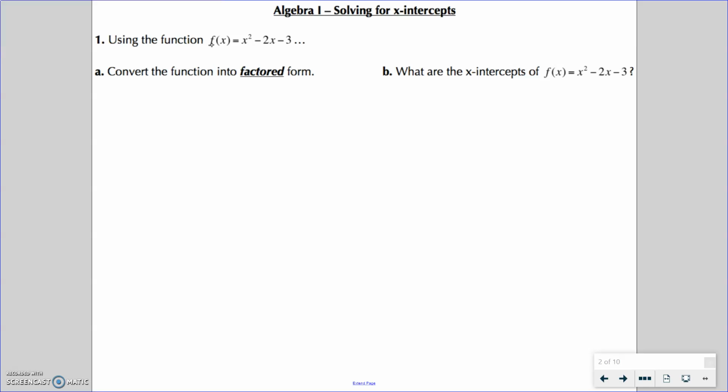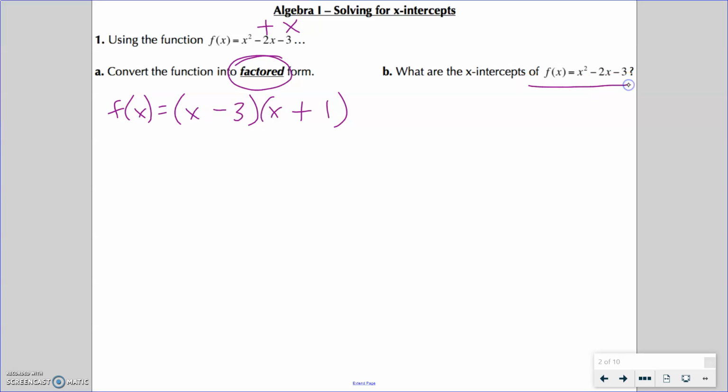So using this function, convert the function into factored form. So we talked about that in our last video where you want two numbers. Okay, you're going to use x and x in your two parentheses. And you want two numbers that add to give me negative 2, but multiply to give me negative 3. So obviously to multiply to get 3, I can only use 3 and 1. Those are my two options. To multiply to get negative 3, but add to get negative 2, let's make the 3 negative and the 1 positive.